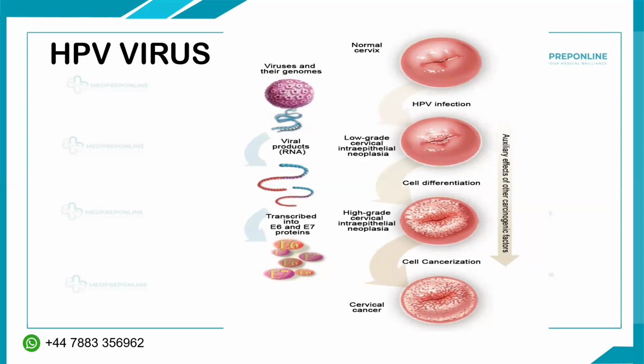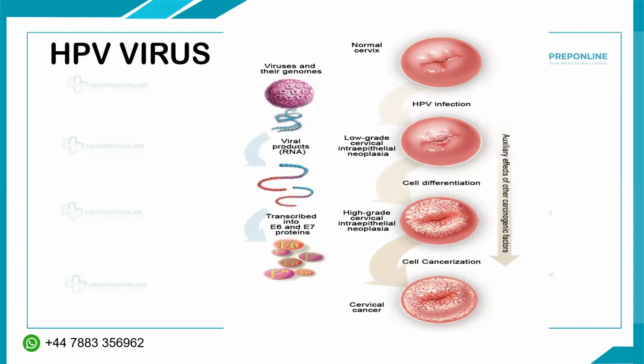transformation zone. The transformation zone is the area where we know that the endocervix is lined by columnar cells, right? And the ectocervix is lined by the squamous epithelium. So the transformation zone is a zone of metaplasia, right? Where the columnar cells get converted to the squamous epithelium. Now, this transformation zone is normal, and this metaplasia is a normal change.